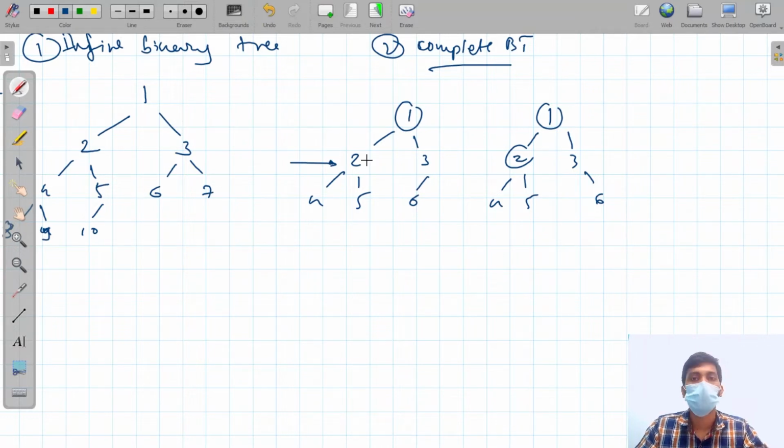and not skipping any values. What I am trying to say is that here 1 is having two children, that is 2 and 3. 2 is having two children, that is 4 and 5. 3 is having one child, that is on the left side, not on the right side. Here 1 is having one child, but this child is still missing. Therefore, it is not a complete binary tree. So these two things are given to us.